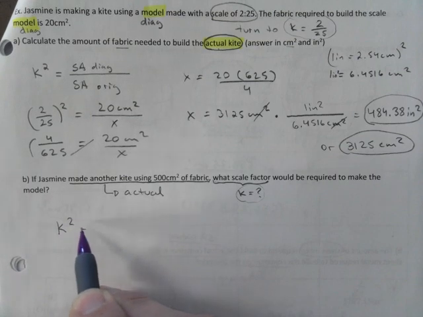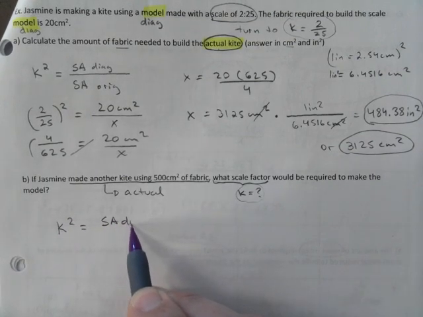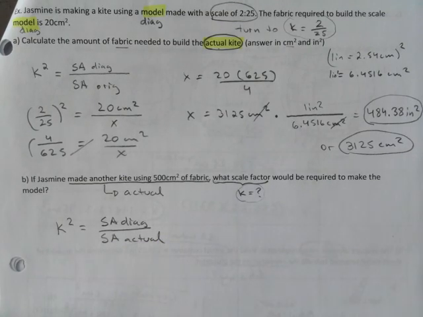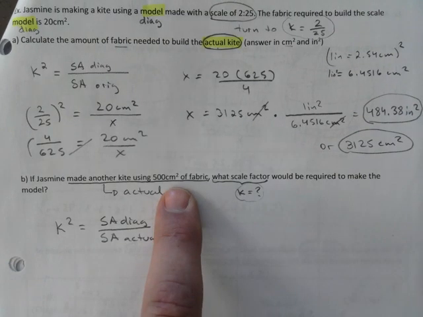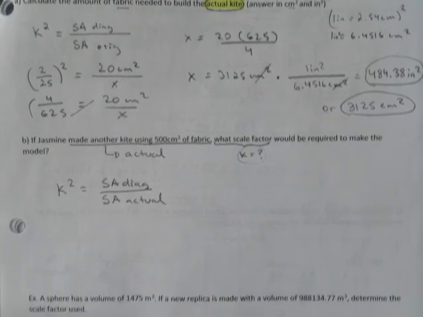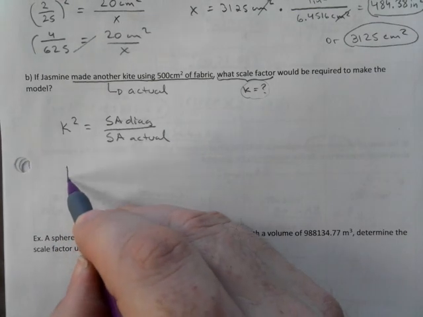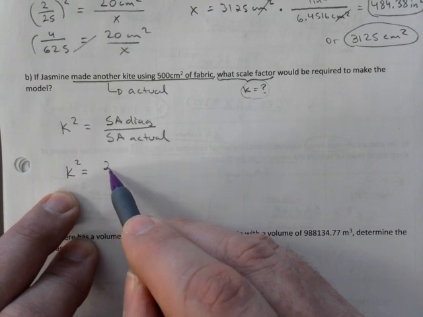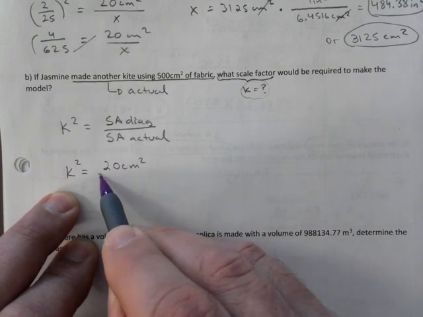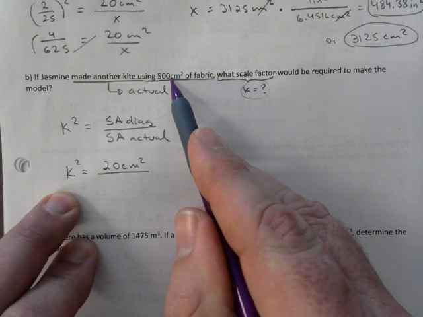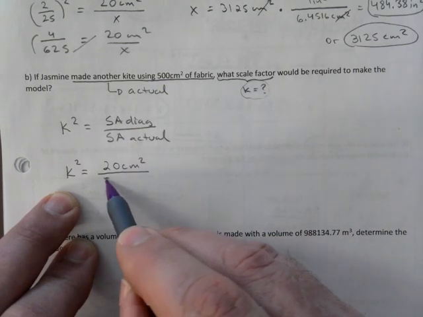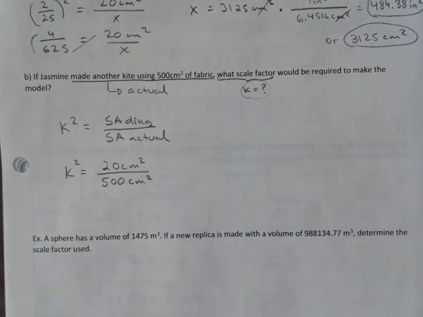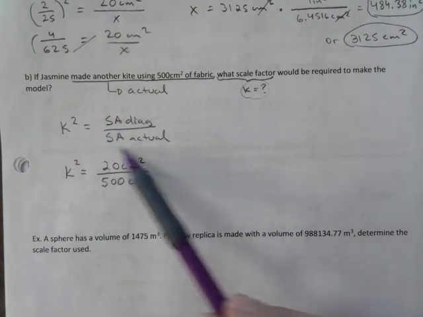K squared is surface area of diagram over surface area of actual, right? You are given squared centimeters, so you should think it's squared units. So I don't know my scale factor. I'm still trying to figure it out. But the surface area of the diagram is 20 centimeters squared, correct? The surface area of the actual one that I'm just making here has 500 squared centimeters, correct? So again, guys, set it up like this and see what you know.